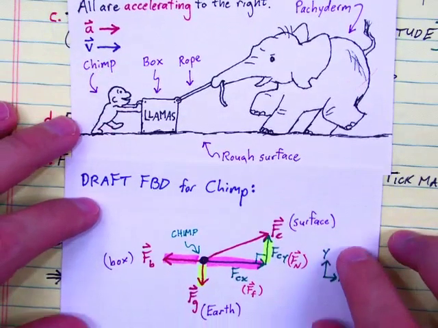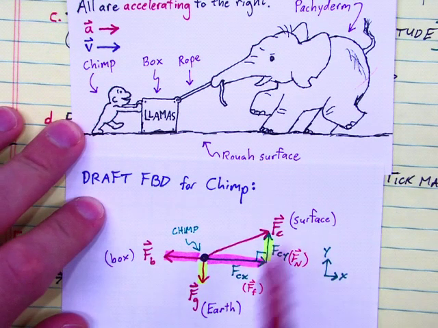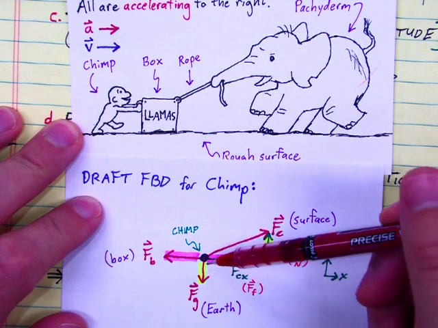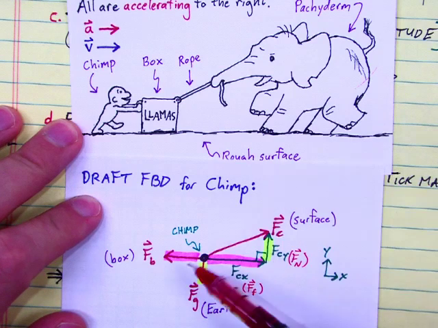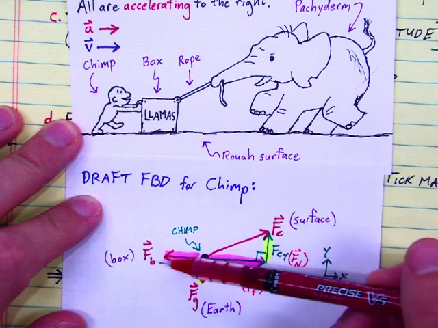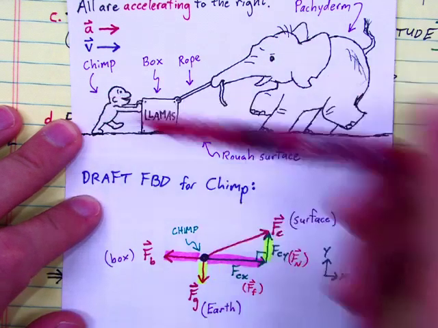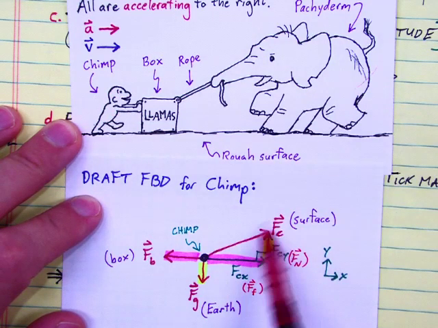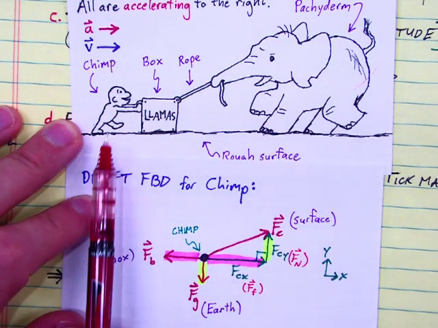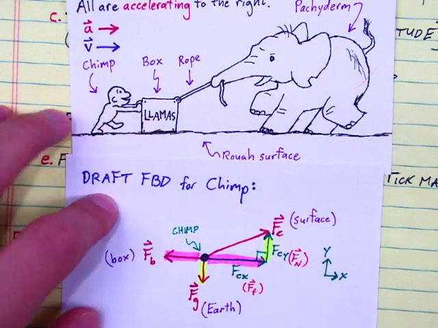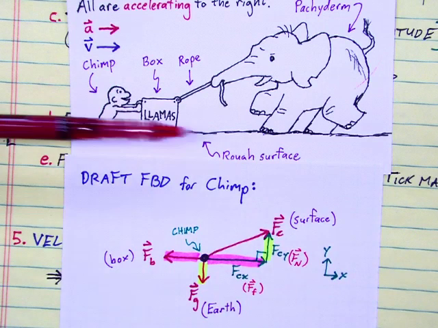Here's my draft free body diagram for the chimp. I've got the force of gravity from the Earth pulling straight down. I've got the box pushing to the left on the chimp. If the chimp's pushing on the box, then the box must be pushing back on the chimp. And then the contact force from the surface here. Surface is pushing up on the chimp, but the surface must also be pushing forward on the chimp.